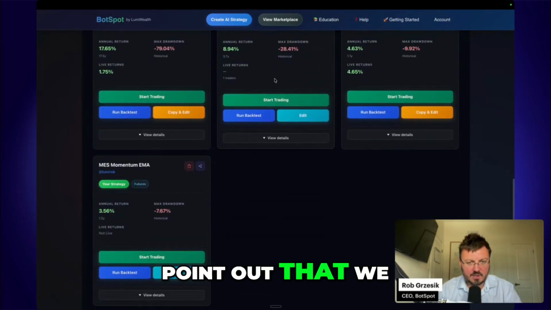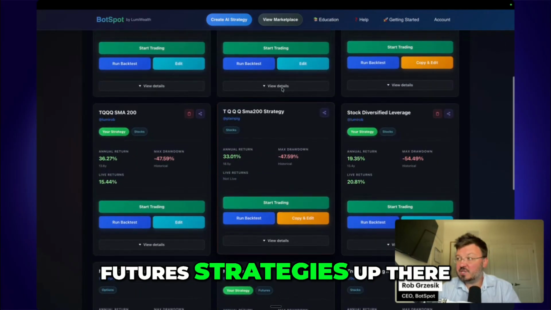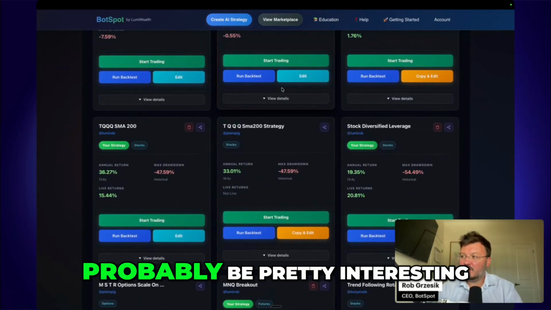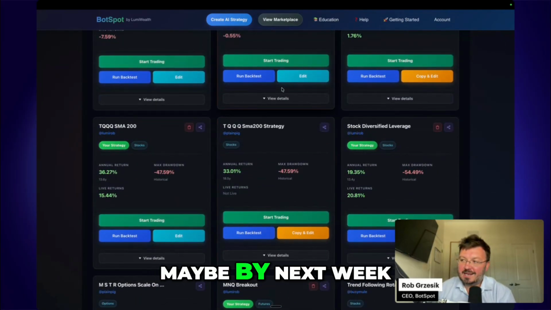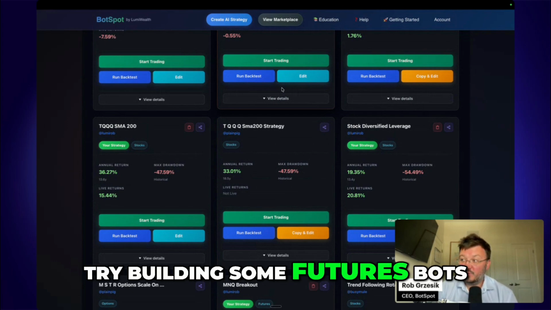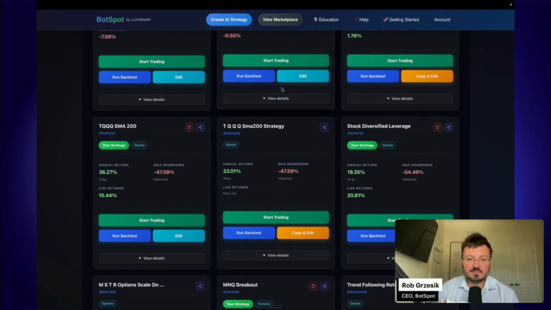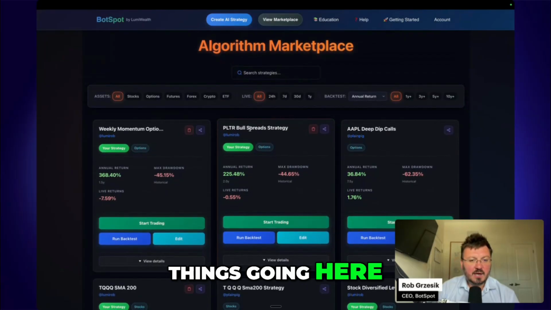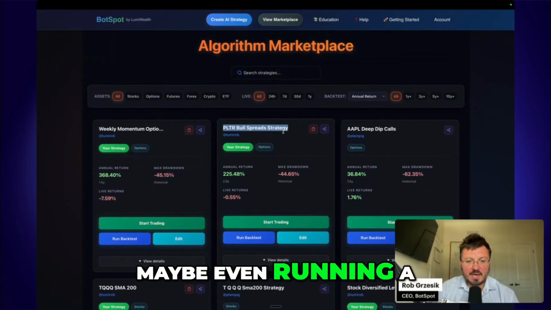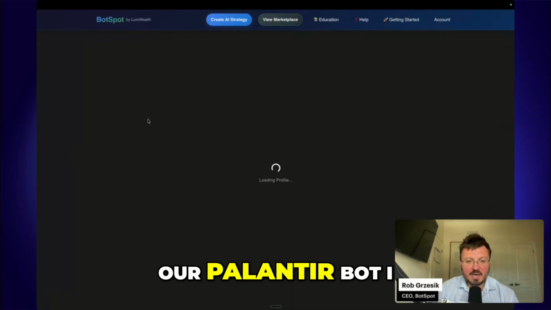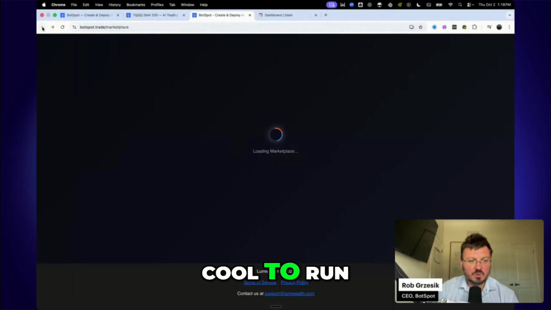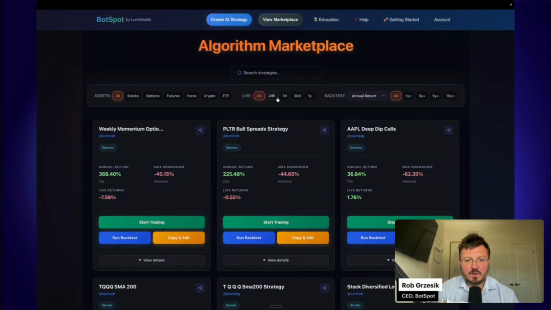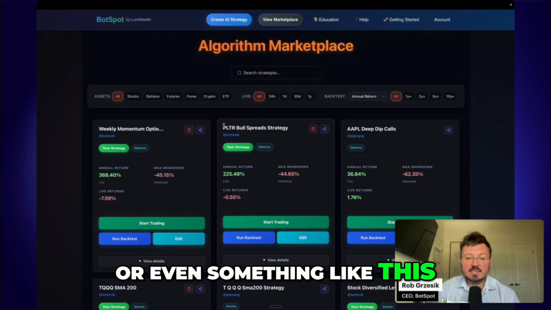But I want to point out that we do have some futures strategies up there that I think will be pretty interesting. Maybe by next week we could even try building some futures bots. I think that'd be pretty cool. All right, so we have a couple things going here. I actually wouldn't mind running a strategy like this. Our Palantir bot, I think, would be pretty cool to run, right? Or even something like this.